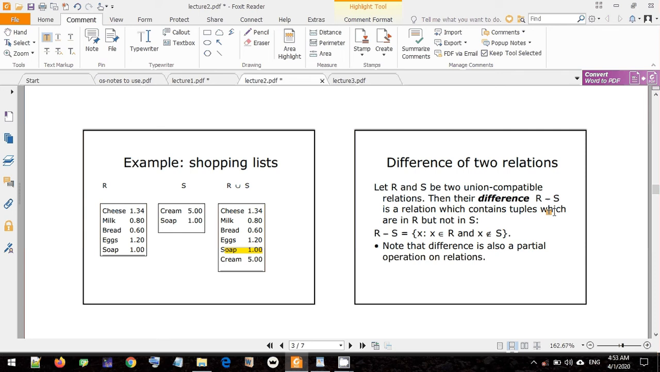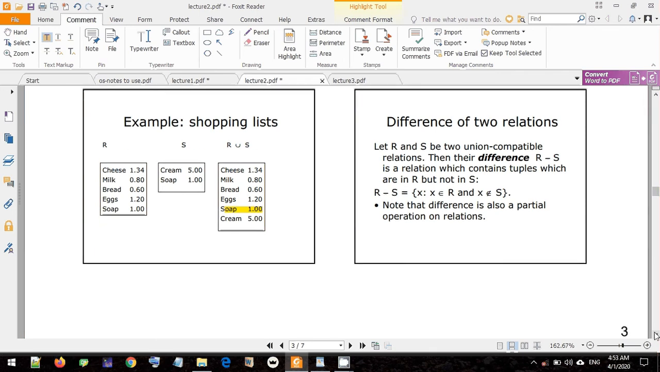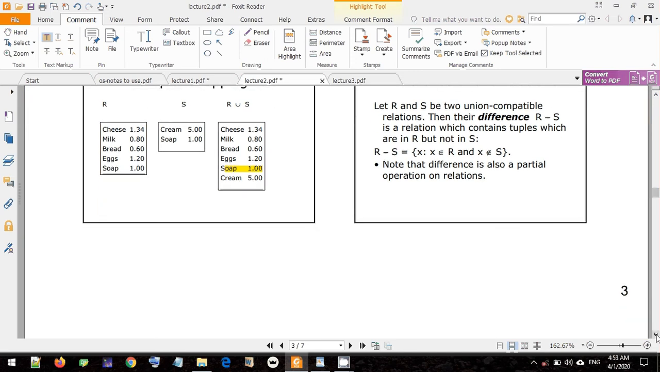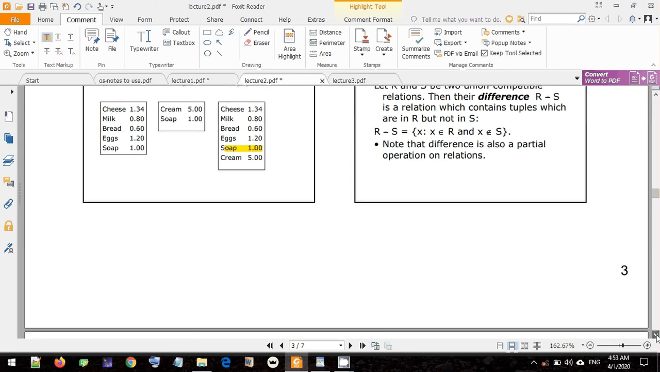Difference of two relations. Let R and S be two union compatible relations. The difference, R minus S, is the relation which contains the tuples that are in R but not in S. R difference S is a set X such that X belongs to R and X does not belong to S. Note that the difference is also a partial operational relation. When we talk of a partial operational relation, it means that it's an operation that works on certain relations, not on all relations. So it is partial.